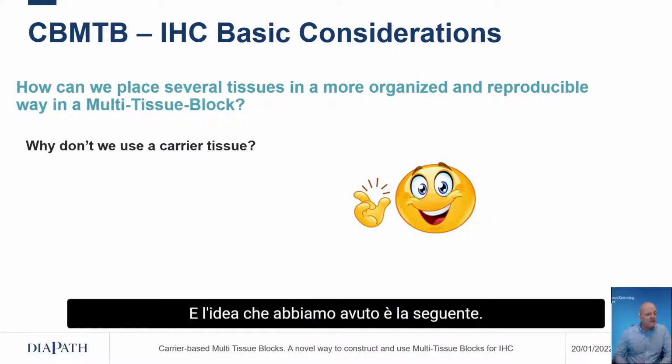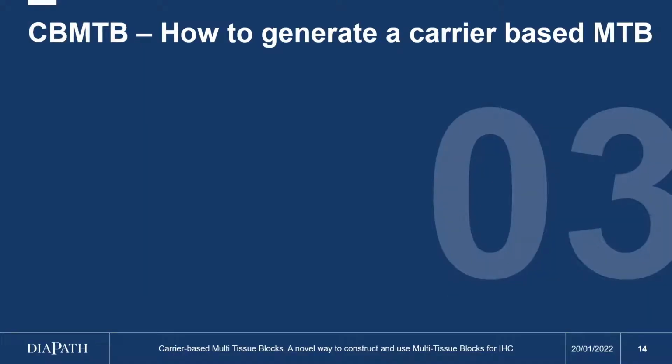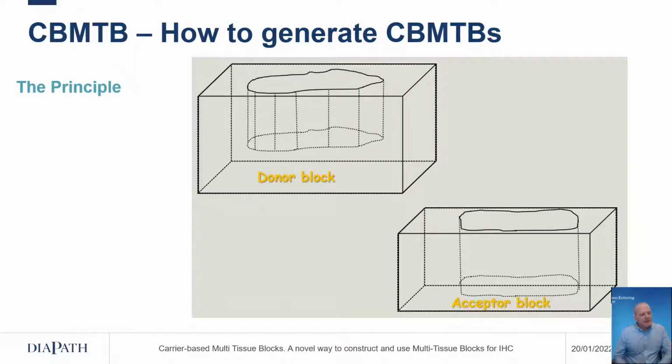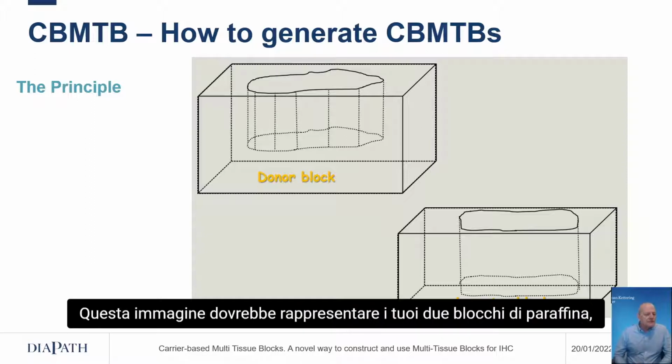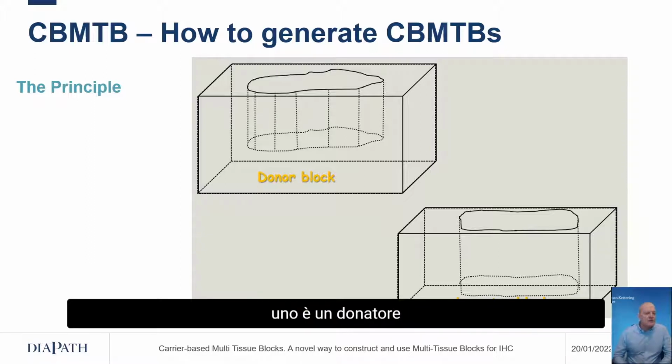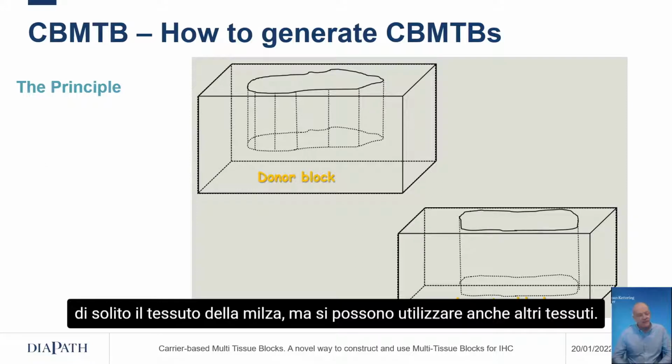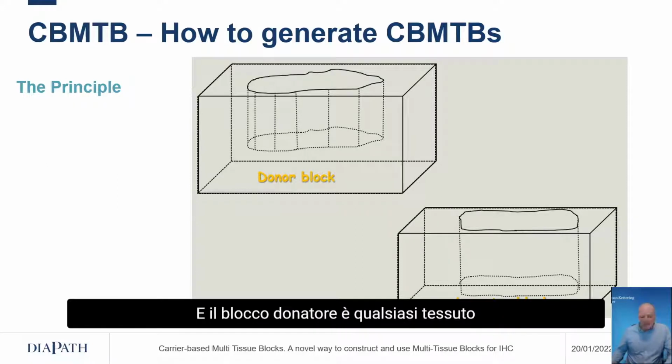So the idea comes as following: why don't we use a carrier tissue? The idea is very simple. You have 2 blocks. This should symbolize the paraffin blocks that you have, and one is a donor block and one is an acceptor block. So you take an acceptor tissue, and I will talk about which tissues are ideal. We usually take spleen. So the acceptor block is usually spleen tissue, can be other tissues as well. And the donor block is whatever tissue you want to insert into the acceptor block.